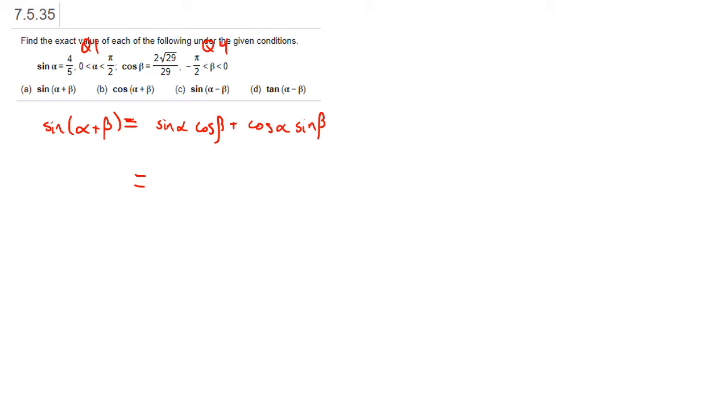So what's the sine of alpha? It was exactly 4/5. What's the cos of beta? It was given as 2 root 29 over 29. But now notice we need the cosine of alpha and the sine of beta, which weren't explicitly given. So we need to find them.